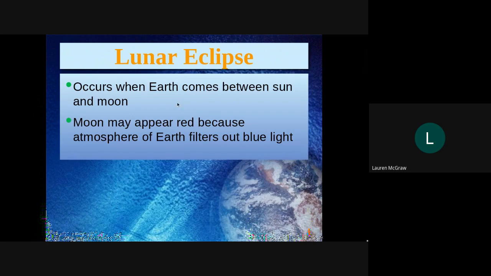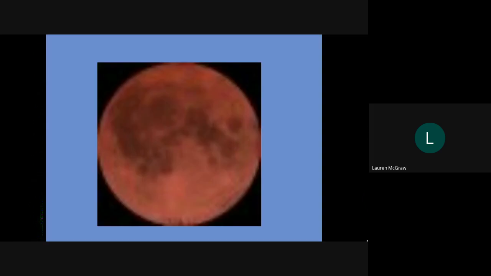The opposite of a solar eclipse will be a lunar eclipse. Lunar eclipses occur when the Earth comes between the sun and the moon. So lunar is we're not seeing the moon. What is blocking the moon reflecting the light from the sun to us is the Earth. Okay, so the moon itself is in the Earth's shadow, and it may appear red because the atmosphere of the Earth will actually filter out all that blue light.